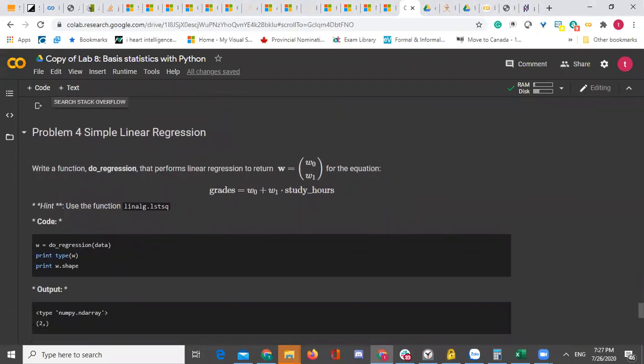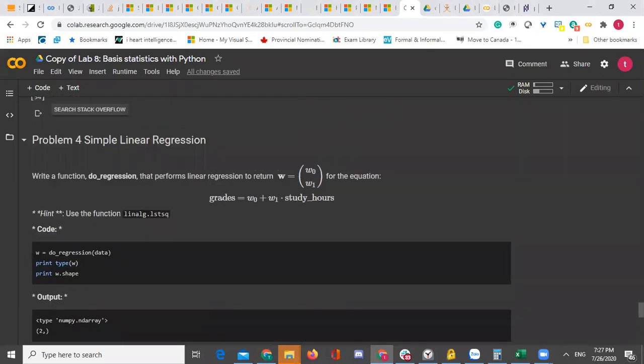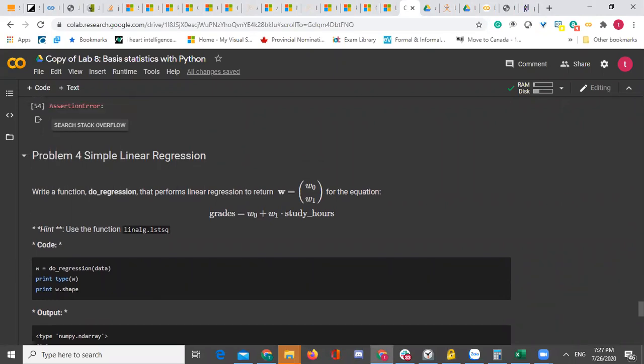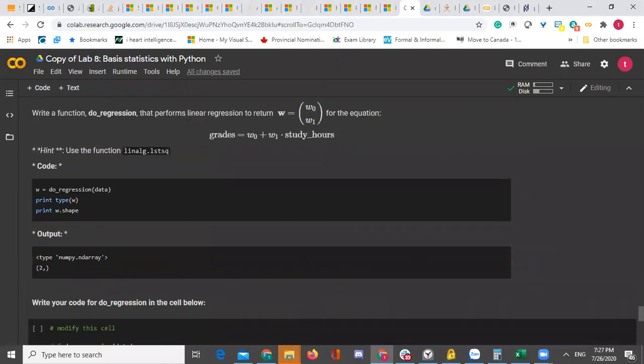Write a function do_regression that performs linear regression and returns W for the equations. Use the function linalg.lstsq. Print the type to be printed of check. Write your code for regression in the cell below.